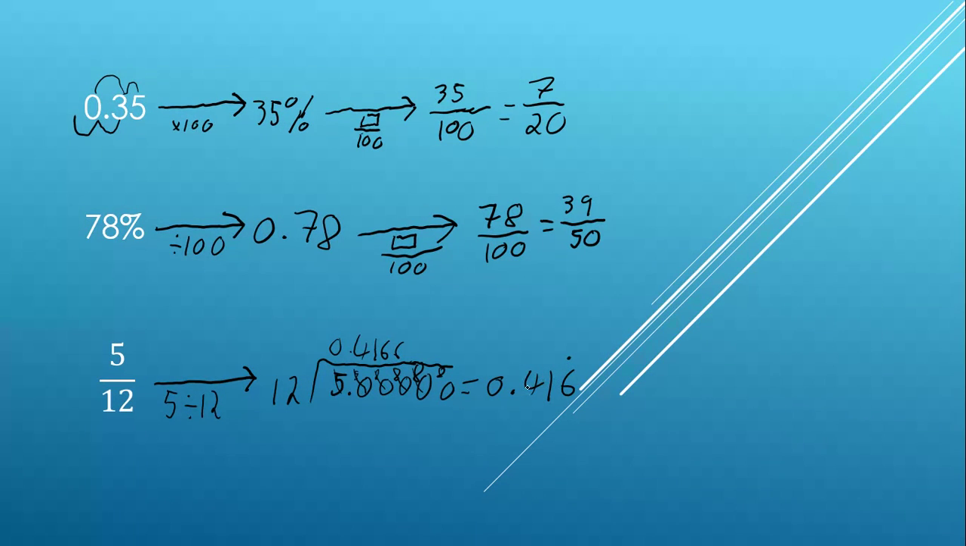So that's 0.416 recurring. Again, we're converting this decimal into a percentage, and to do that, we just times it by 100. So we multiply that by 100, and that will give us 41.6 recurring percent. Brilliant, guys.